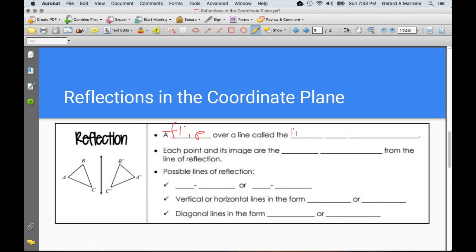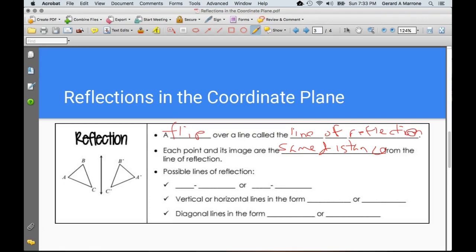It's very easy to remember. So we're flipping over the line of reflection. And each point given and the image, the new creation that we've got here, are the same distance from this line of reflection. Same distance.